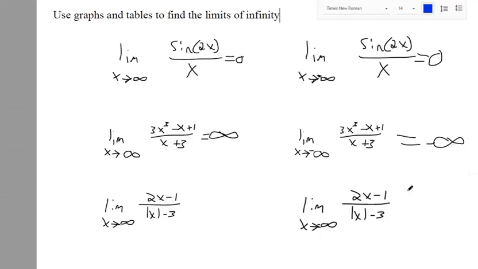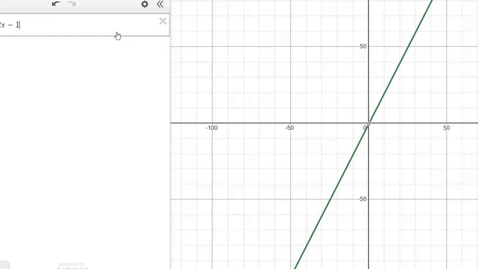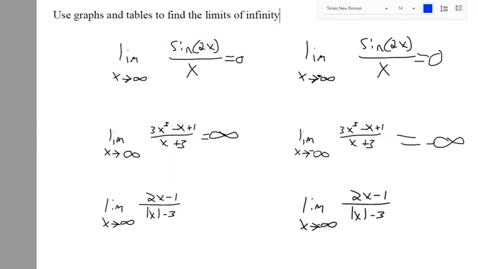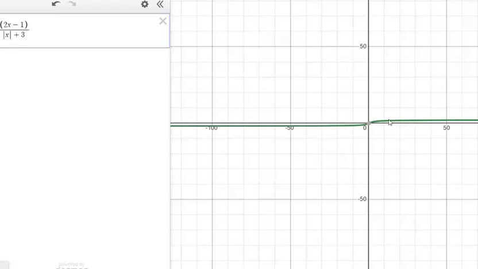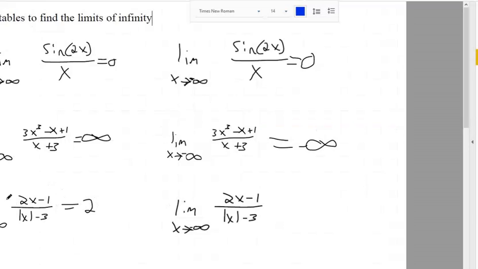Okay, we got 2x minus 1 over the absolute value of x plus 3. Let me see if I get that. Yep, okay. So as we go towards positive infinity, the y values are getting closer to 2. Here we are at 1.8, 1.85. We could extrapolate that pattern. It gets infinitely close to 2. That's the positive infinity limit.